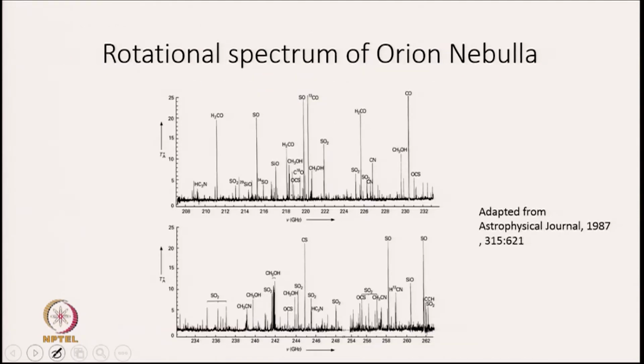Similarly, the rotational spectrum of the Orion Nebula has also been recorded, adapted from the Astrophysical Journal, and here you can see different kinds of molecules like SC3N, S2CO, SO. This is from 208 to 232 gigahertz, and then 234 to 262 gigahertz. So many molecules can be seen in the rotational spectrum of the Orion Nebula.